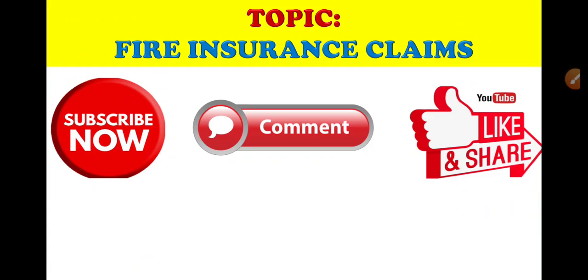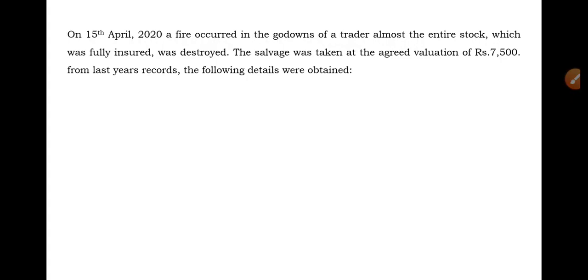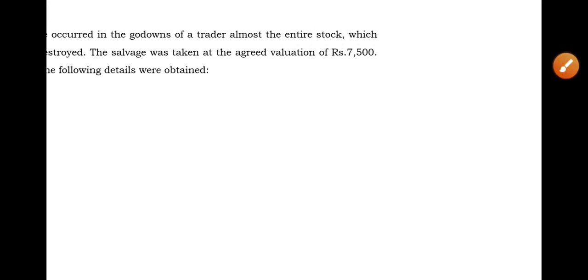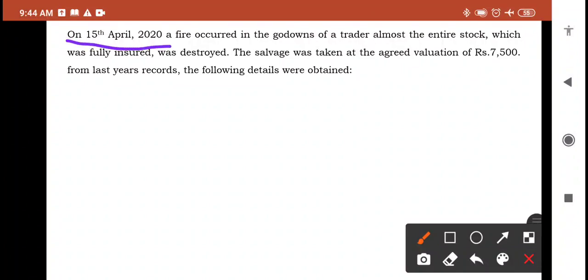Okay, let me start with the problem. So here the question is, on 15th April 2020, a fire occurred in the godowns of a trader. See, in the question they have mentioned the date of the fire accident, that is 15th April 2020. The trader's name is not mentioned, but anyhow it happened in one premises.